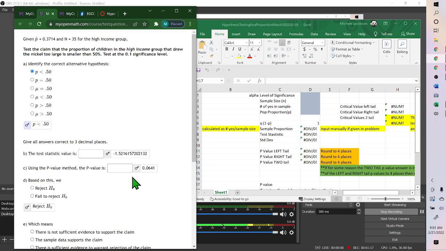To find the test statistic and the p-value, we'll plug our values in here. Level of significance, it's at 0.1. Sample size, 35. A number of yeses in the sample, it's at 0.3714. So we need to find that value.